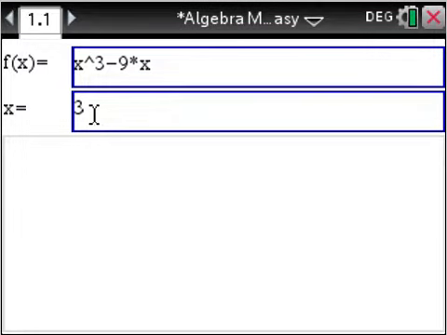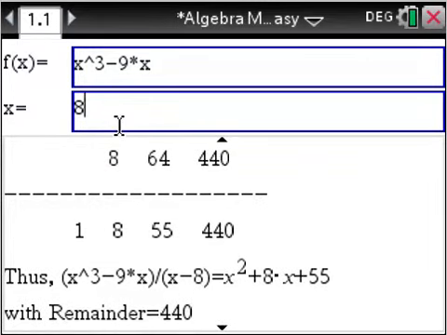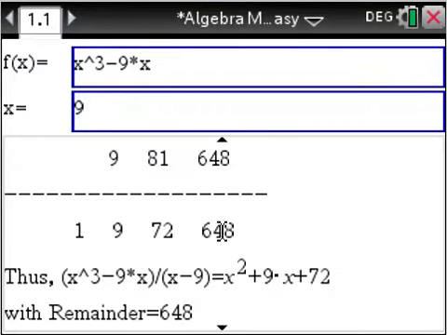Let's do this when x equals 2. As soon as I plugged in all of my information, I got my answer just like that. If you go down a bit more, it doesn't go down, with remainder -10. Let's make this an 8. Done. My answer is right here, with remainder of 440. Let's make this 4. Remainder 28, and my answer is right over here. Done. So that's synthetic division.